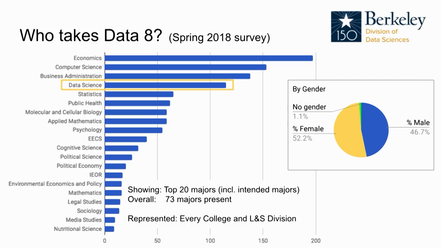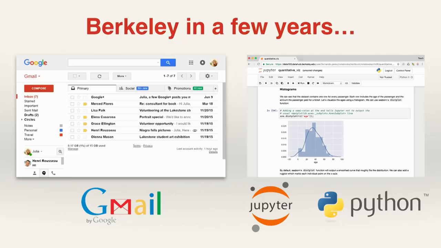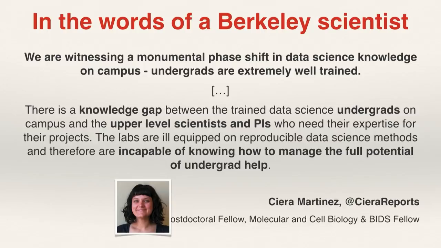And if we look at who is taking these courses, we see a huge spread of majors. Every college and every division in the letters and sciences is represented. We have students from about 73 majors, and with a much better gender distribution than is typical in the STEM courses on campus. So I think it is realistic to think that in a few years, as this wave goes through, Berkeley will indeed be a place where these tools are as commonplace as using Gmail.